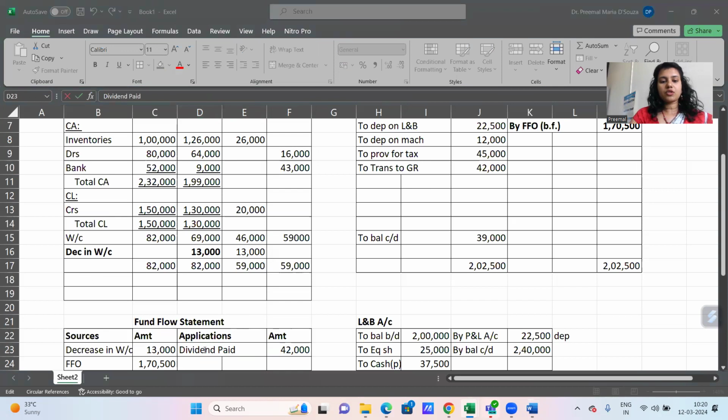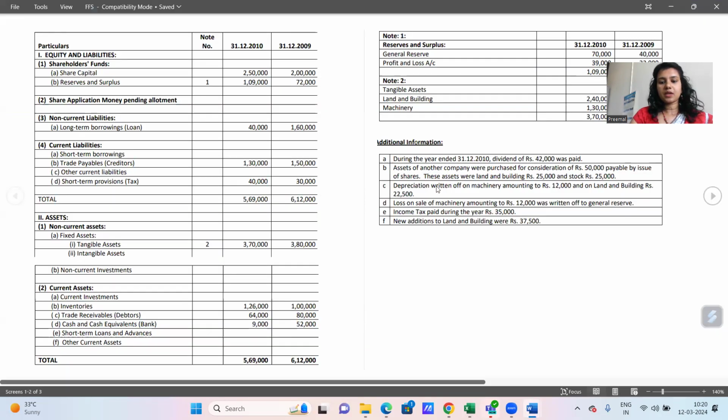Next, if you notice the other adjustments, we've more or less prepared working notes for these, that is the machinery, land and building, and provision for tax. Of course, for the issue of shares in return for assets, we haven't prepared a working note, but we need to remember that when there is an issue of shares, you just need to take the value to the extent of stock alone, which leads to flow of funds. So we'll get back to this a little later.